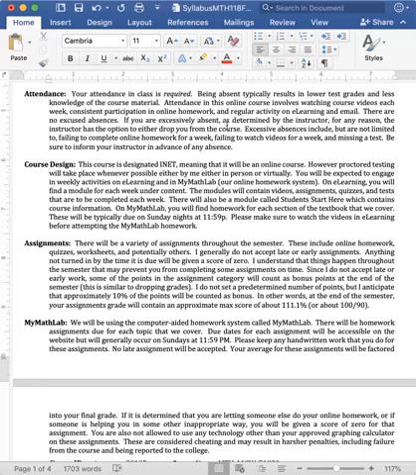If you're excessively absent as determined by the instructor for any reason, the instructor has the option to drop you from the course. The word "either" should not actually be there. I don't know why that's there.